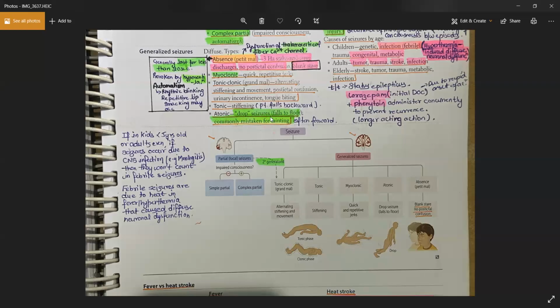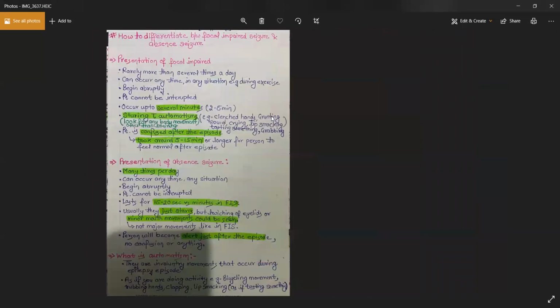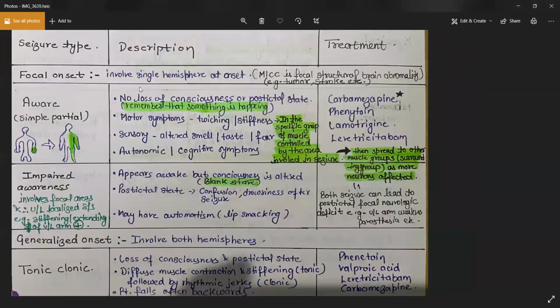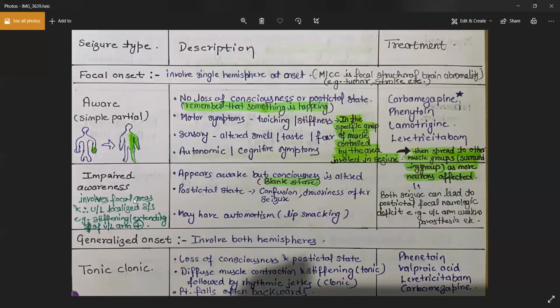Now let's discuss how you can differentiate between them. I'm sure you have seen this table in UWorld also. You have the simple partial seizures and the impaired awareness or the complex partial seizures. In the simple partial seizures, you are having a seizure in one part of the body. It will spread to a complete half of the body and then to bilateral. A specified muscle group will be involved first and then the complete part.